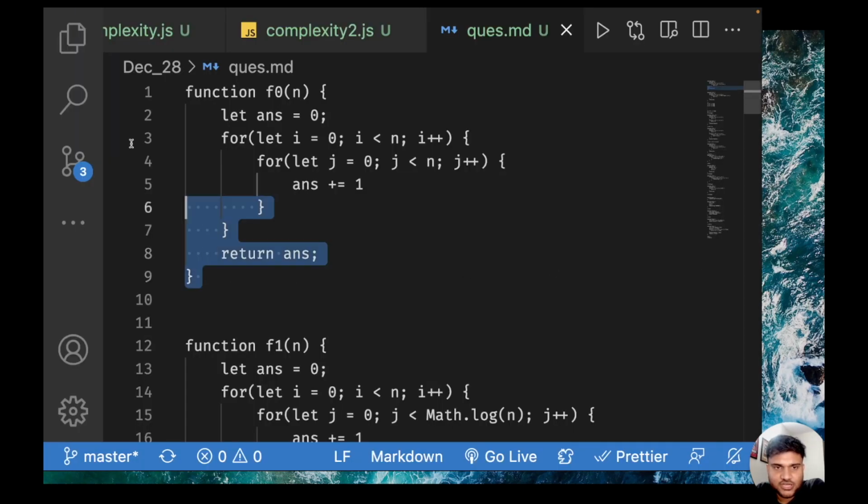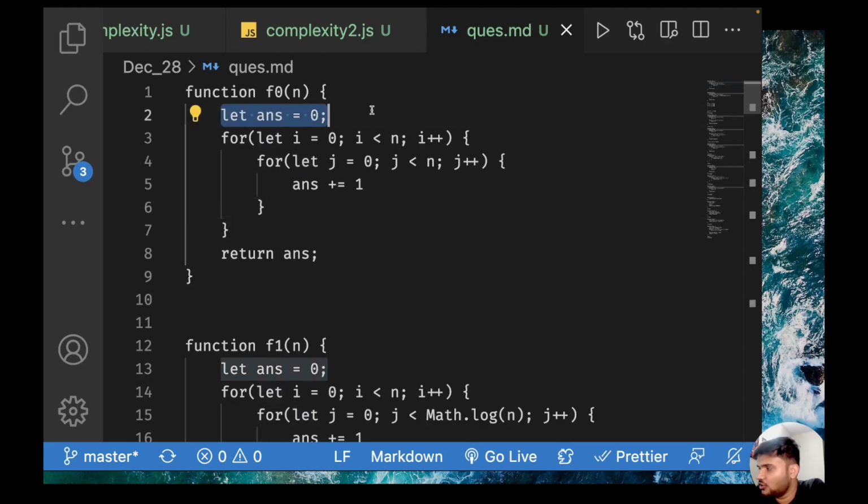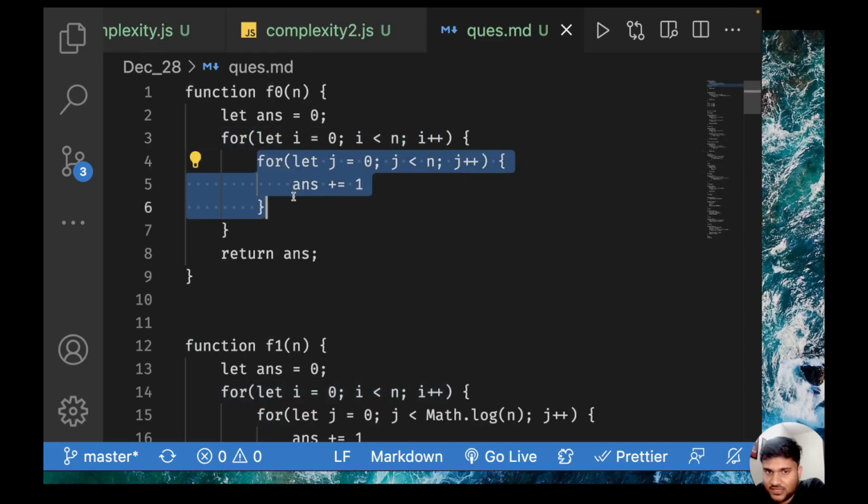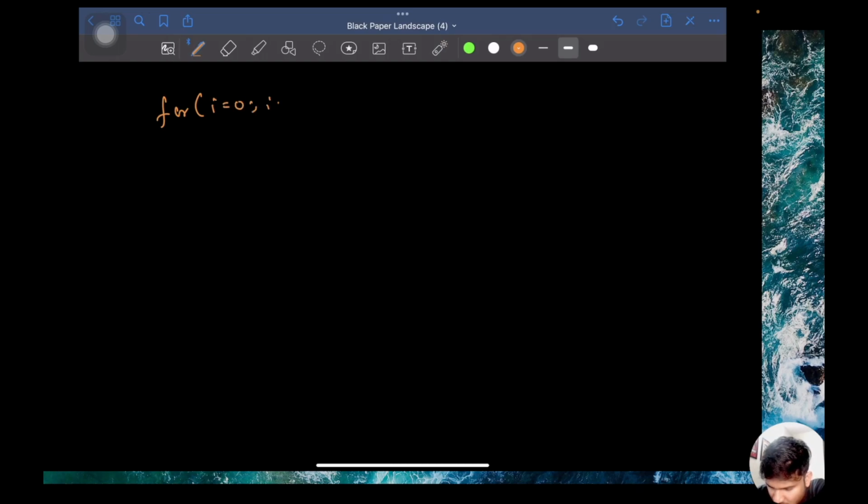Now let's say we have a function f0. You see, this is a constant term. This will take constant time. Then you have a for loop that goes for n iterations. In that for loop, there is another for loop that goes for n iterations. So just think about it. You have a for loop, i equals 0, i less than n, i plus plus, and then for j equals 0, j less than n, j plus plus.